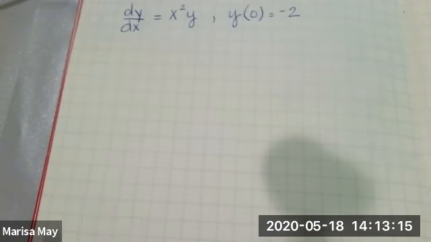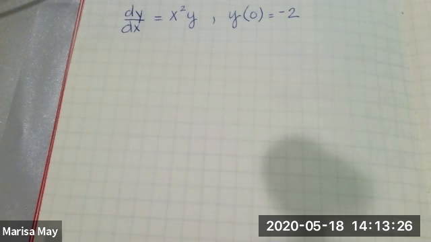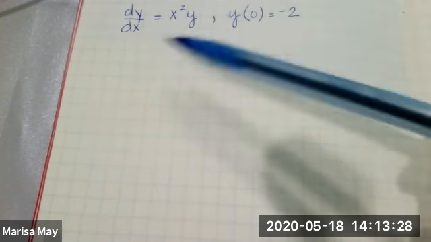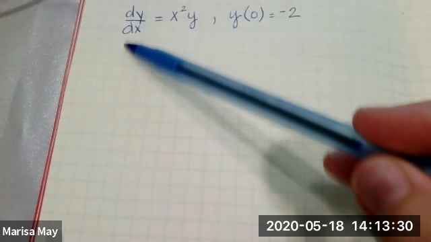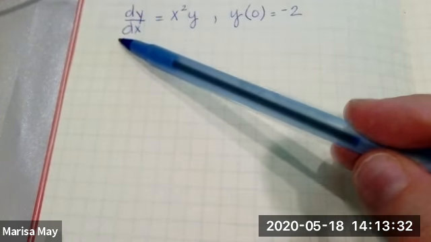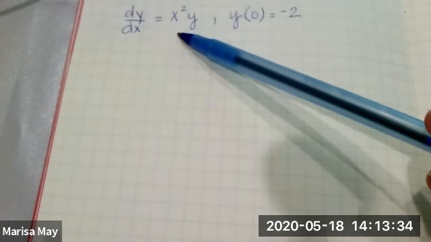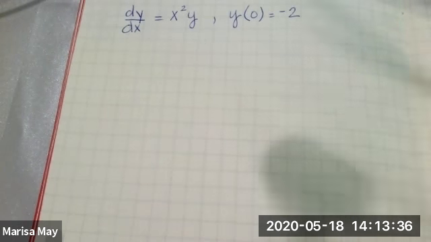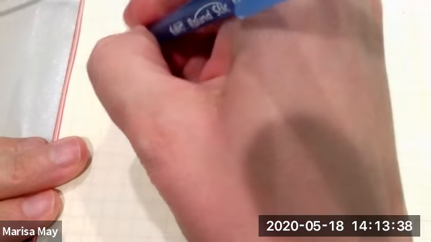All right, let's take a look at how to solve a differential equation given the initial condition that y of 0 is -2. So the first thing that we need to do is what we call separate the variables. That means we've got to get all the y's on one side of the equation and all the x's on the other side. So I'm going to multiply both sides by dx to begin with.